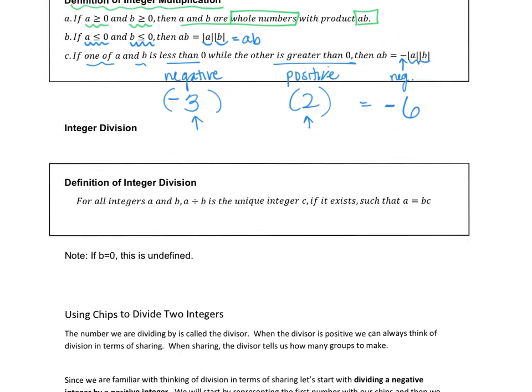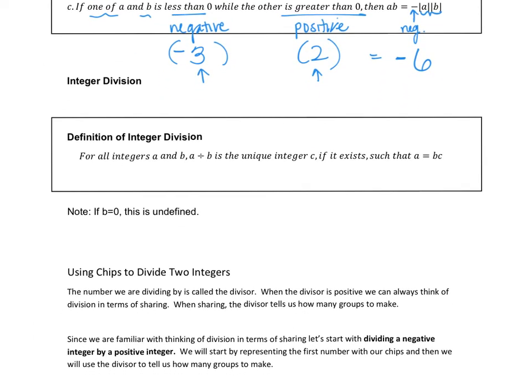Now we're going to take a look at integer division, which we've already talked about, and we're going to look at it a little bit more with the integers. We're really going to depend on the definition that when you're dividing two numbers, that division is equal to the unique number c, that if we take b times c, we'll get back to a.